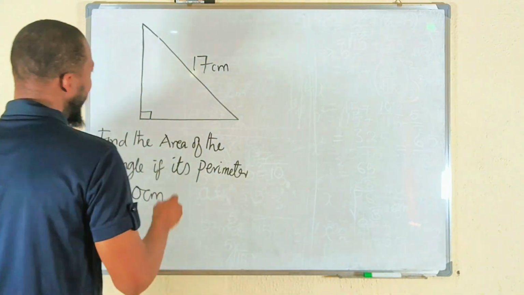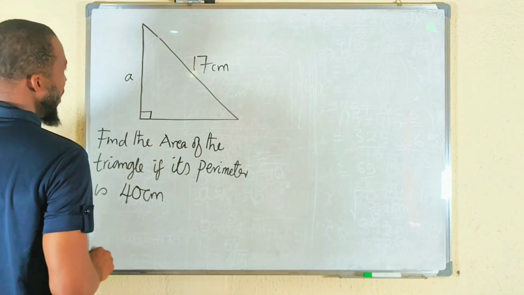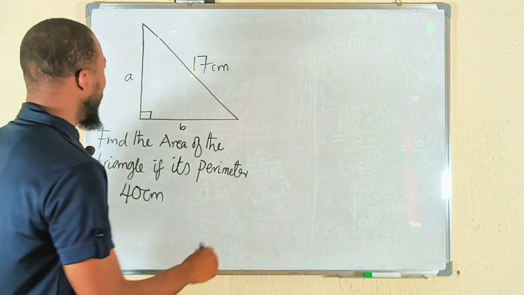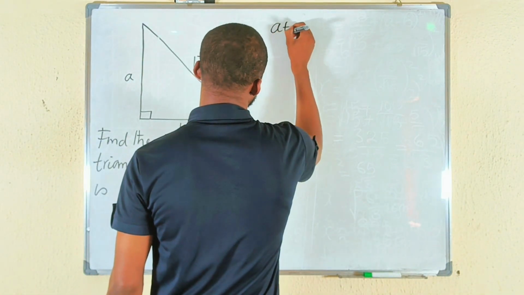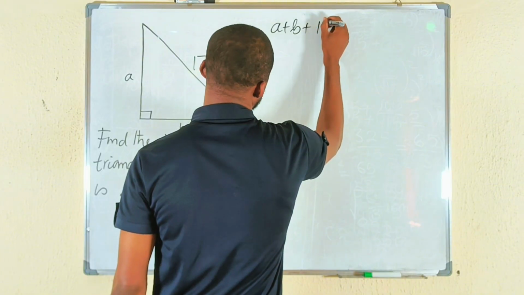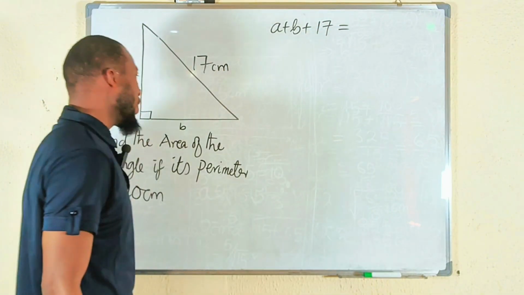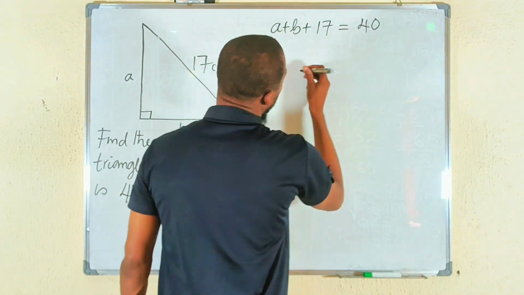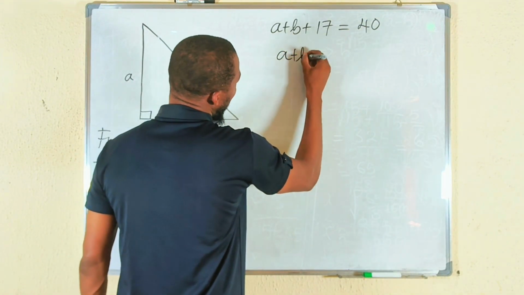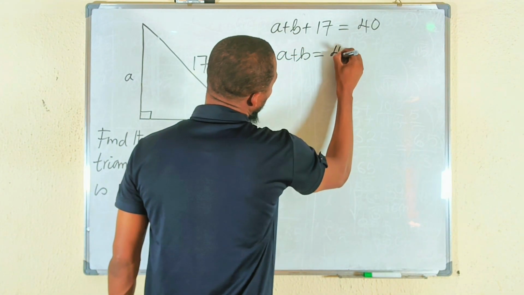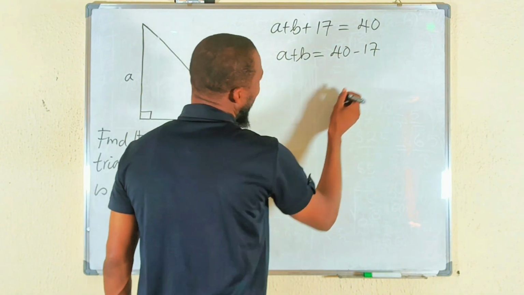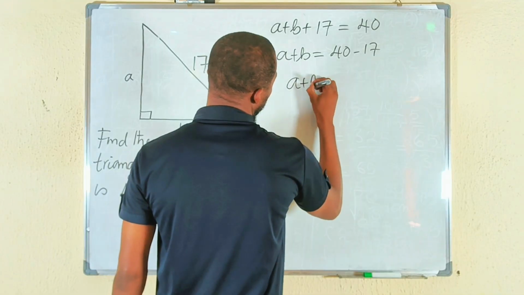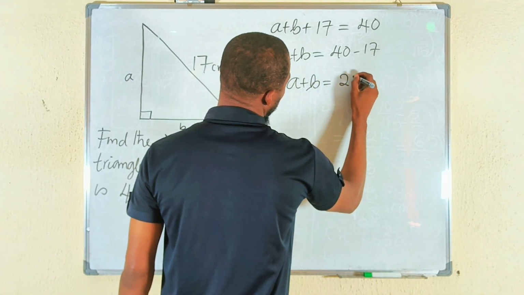First of all, I would like to label this as A and this as B. So let's start with the perimeter. The perimeter will be A plus B plus the other side, which is 17. But according to the question, the perimeter is 40, right? So A plus B is equal to 40 take away 17, which is exactly 23. Therefore, A plus B is equal to 23.